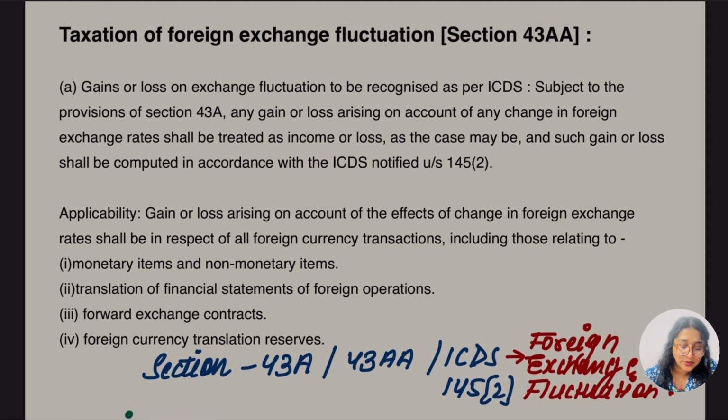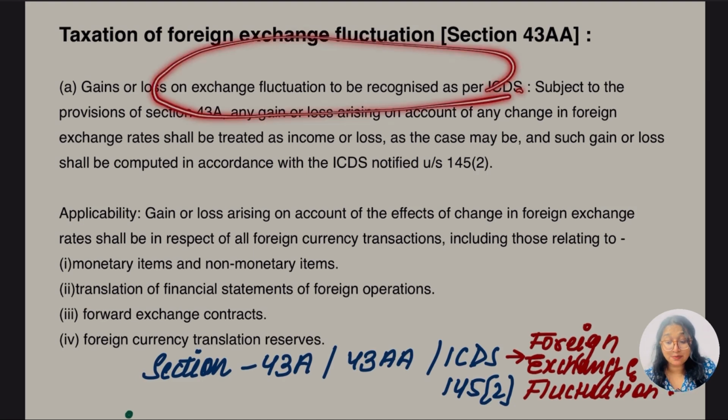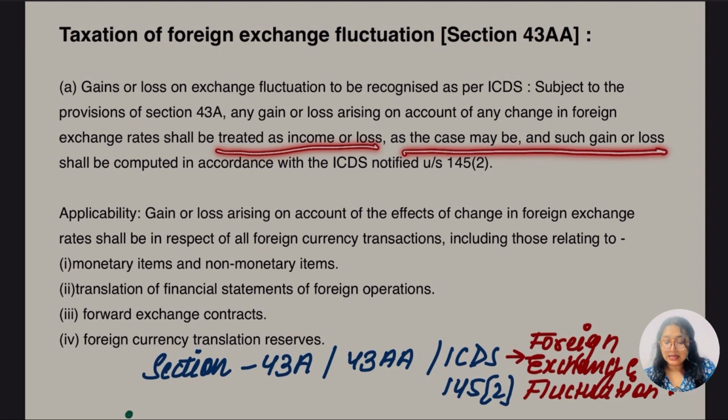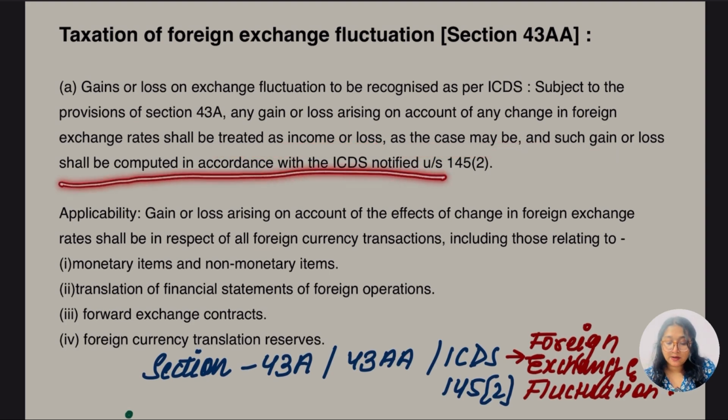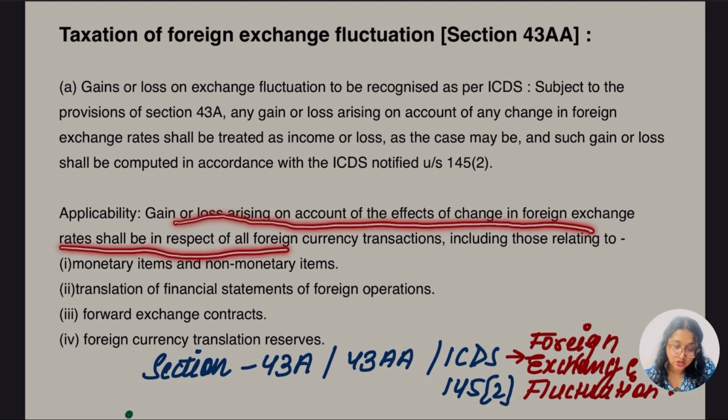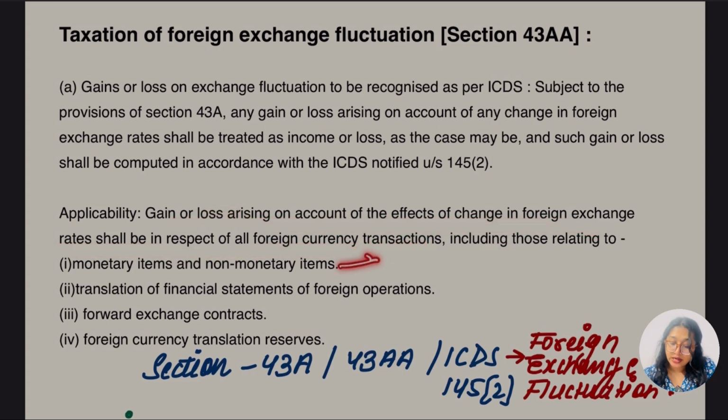So let me read it very quickly guys, okay. Gain or loss on the exchange fluctuation to be recognized as per ICDS, subject to the provision of section 43A. Any gain or loss arising on account of any change in foreign exchange rate shall be treated as income or loss as the case may be, and such gain or loss shall be computed in accordance with ICDS notified under section 145 subsection 2. Applicability: gain or loss arising on account of the effect of change in foreign exchange rate shall be in respect of all foreign currency transactions including those related to monetary items and non-monetary items.